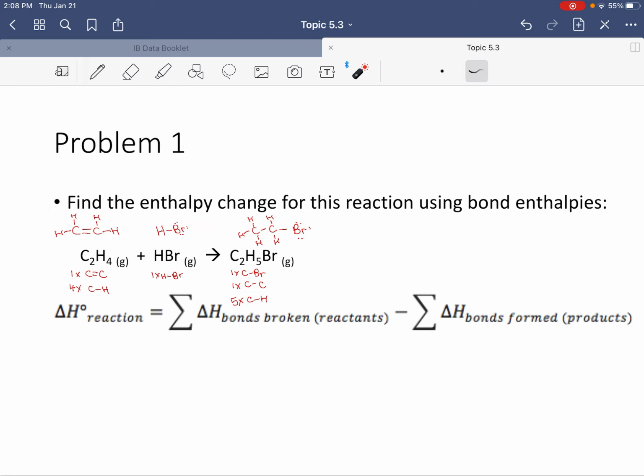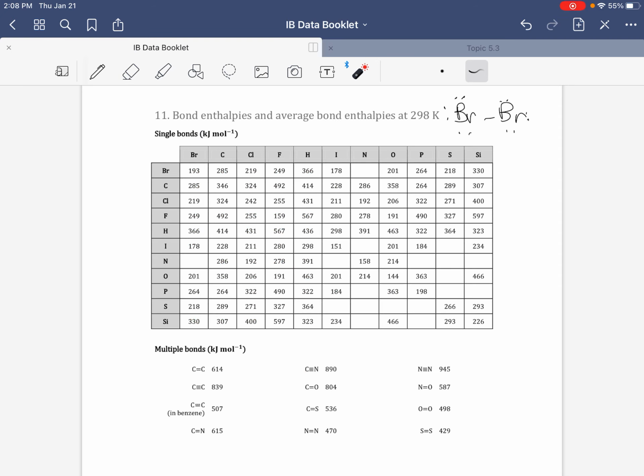By applying this equation right here and looking up these values. So let's look up these values. Let's take a look at what the CC double bond is. CC double bond is 614.